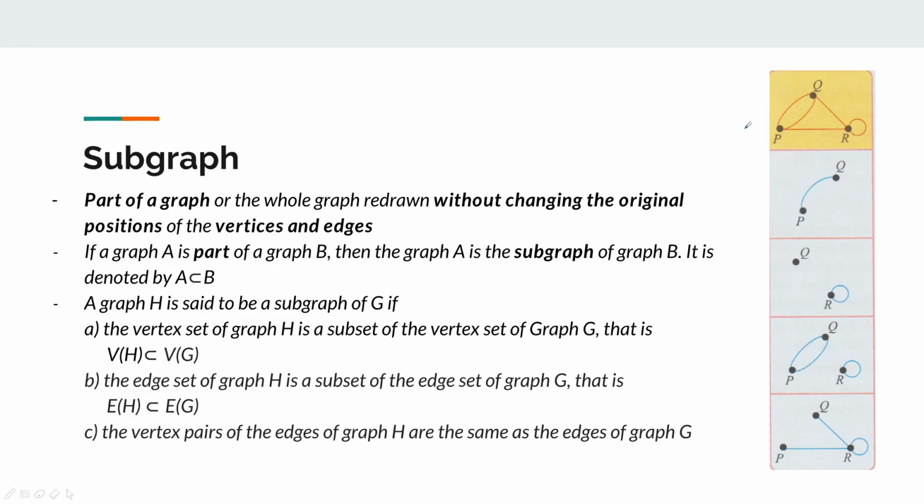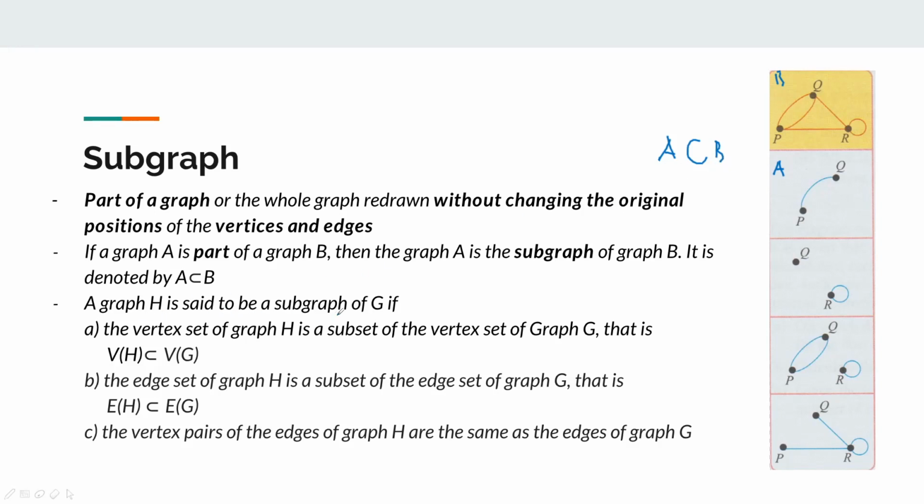the original graph. Okay, secondly, if a graph A is part of a graph B, then the graph A is a subgraph of graph B. It can be written out as A subset B. Okay, so let's call this subgraph a graph A and call the original graph graph B. So according to this, since it is part of a graph B, we can call this A subset B.